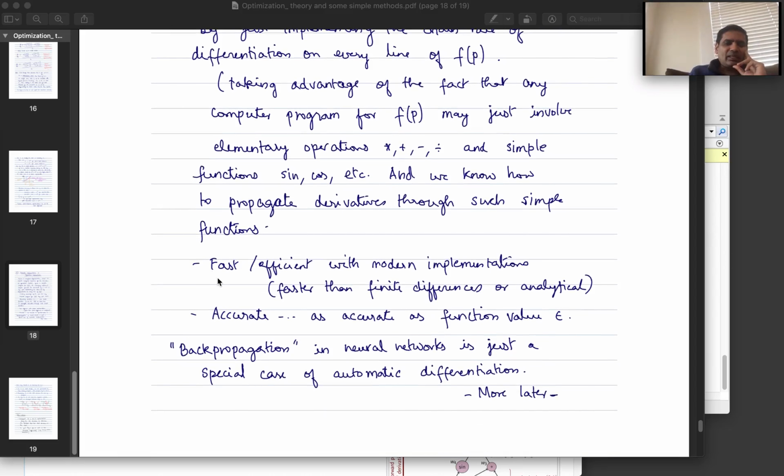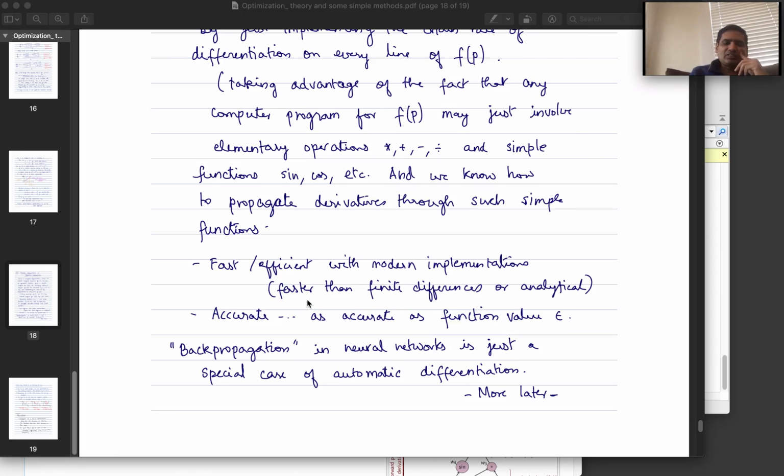It's very fast and very efficient with modern implementations. It's faster than finite differences and certainly faster than analytical methods. It's faster than finite differences for large problems. It may not necessarily be faster for small problems. And it's very accurate. It's basically as accurate as analytical expressions, and certainly much more accurate than finite difference approximations of derivatives.